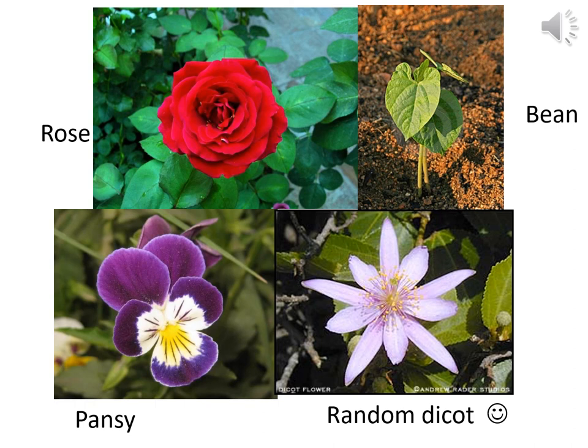Here are a couple of random dicots. There's the rose on the upper left. There's a bean plant, very small sprouting, on the upper right hand side. If you look closely, you can see the branching leaf venation. The bottom left does have the pansy with the five flowers, and the bottom right would be a random dicot with 10 petals. That's a little weird, but it's still a multiple of five.